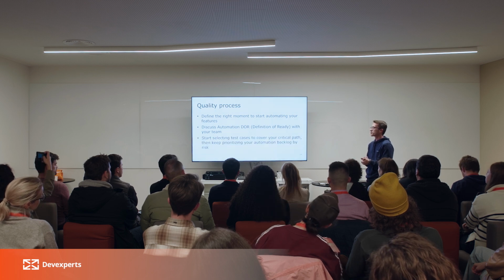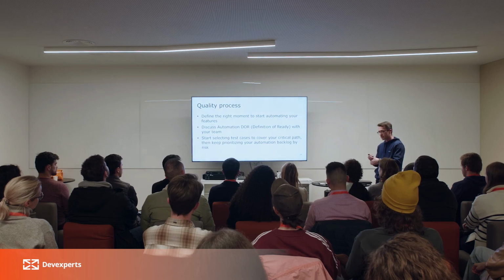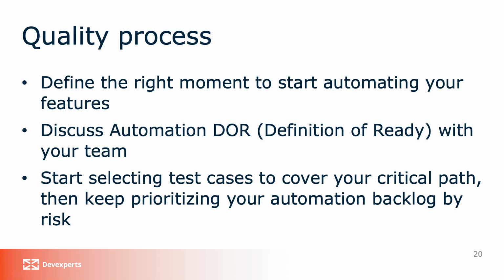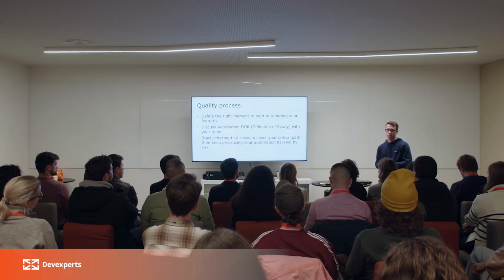And another important thing, I believe it's really relevant: start selecting test cases to cover your critical path. And then keep prioritizing your backlog by risk. Because if you are automating the most important or critical features, probably everyone will trust your automation from the beginning, because everyone will see that you are delivering value from the beginning.